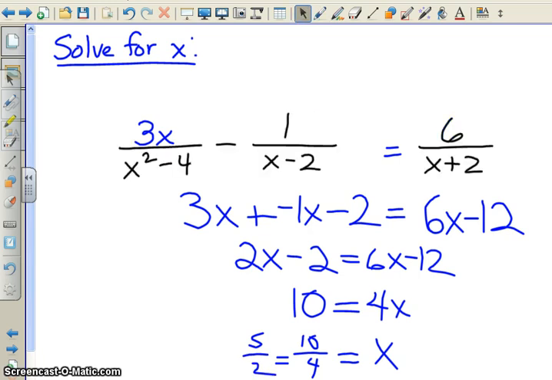And just as a simple check, we should check to make sure that this answer of 2.5 does not make any of our fractions from the beginning undefined. No, the only two numbers that would make these fractions undefined would be positive 2 and negative 2. So 2.5 is our answer.